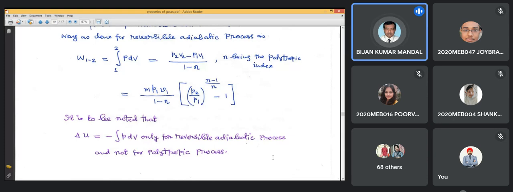Now it is to be noted here that delta U is equal to minus the integral of PdV only for a reversible adiabatic process and not for a polytropic process, because in that case Q was 0, but in a polytropic process Q may not be 0. So we cannot get this type of equation by putting Q is equal to 0.